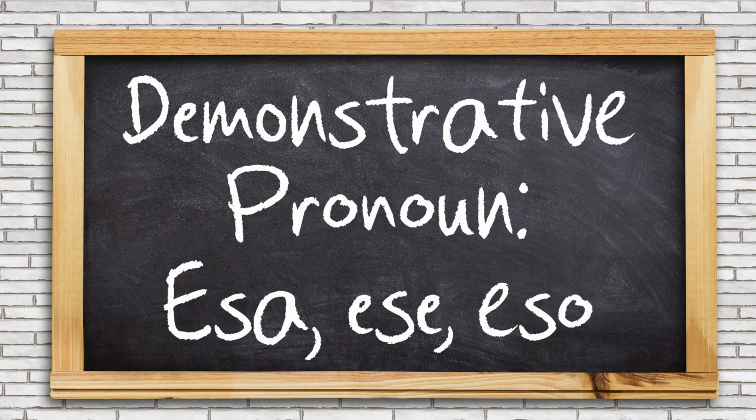In the first section, we have esa, ese, and eso. And we can use them for three different situations: as a demonstrative pronoun, as a demonstrative adjective, and as an interjection or expression for emphasis.